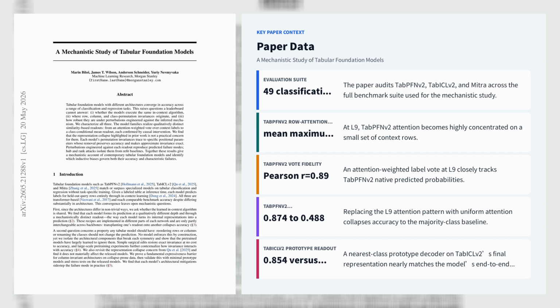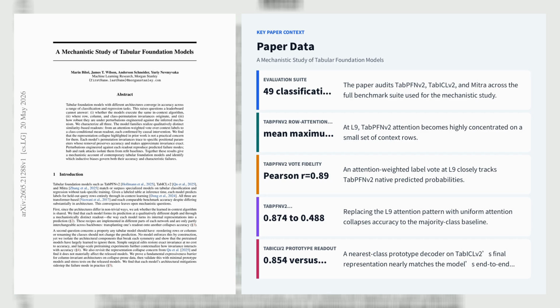At layer 9, TabPFNv2's query row attention becomes sharply peaked, with mean maximum attention weight 0.925, and an attention-weighted label vote matches native probabilities with Pearson R equals 0.89. Forcing uniform attention drops accuracy from 0.874 to 0.488. Mitra follows the same vote family with R equals 0.89 but is not identical, because its shared per-feature embedding and label slot make column permutation exact by construction.